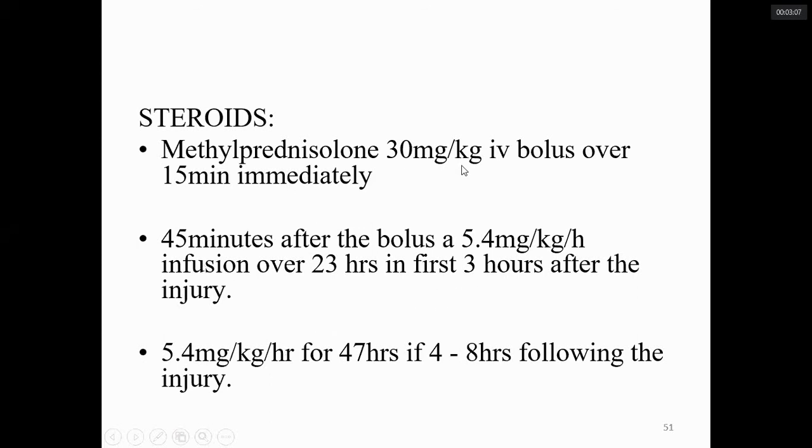bolus dose is 30 mg per kg and maintenance dose is 5 mg per kg within 45 minutes over 23 hours. And if presented within 8 hours, 4 mg per kg per hour for 47 hours.